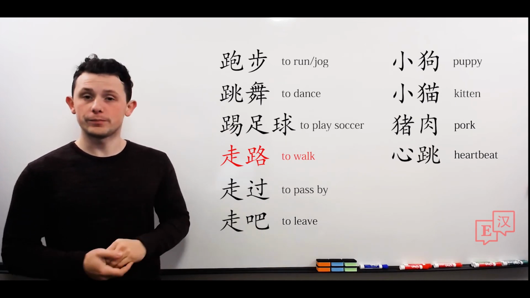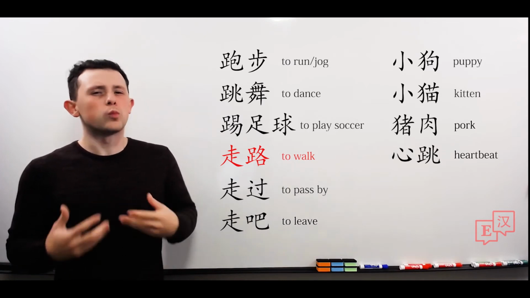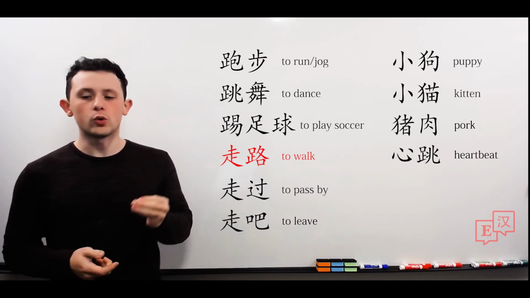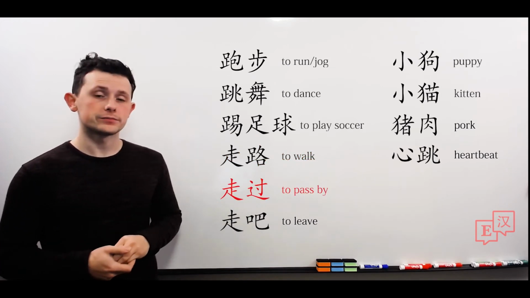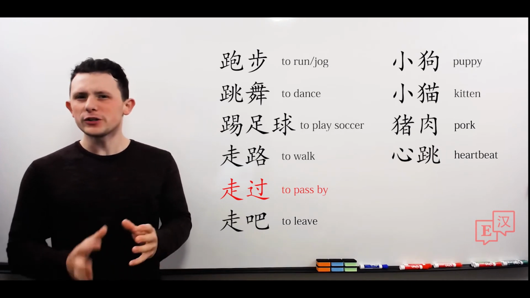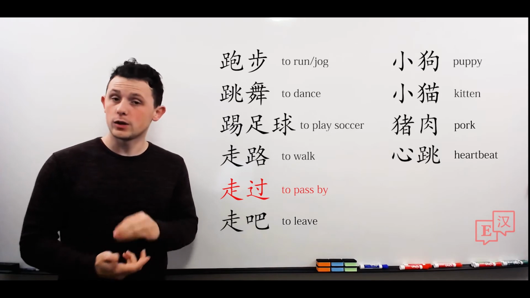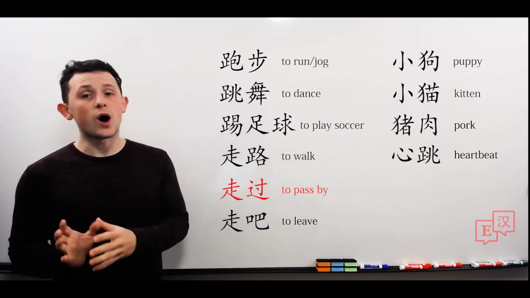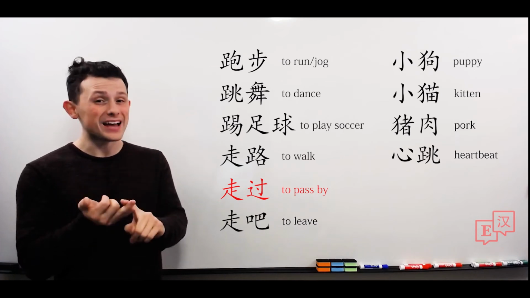走路, literally to walk the road. What this really means, though, is just walking or going on a walk. 走路. Next, we have 走过. Now, this might not feel intuitive at first, but this means to walk by or to pass by something. 走过, as in to walk across. 过, remember, experience or to pass through.